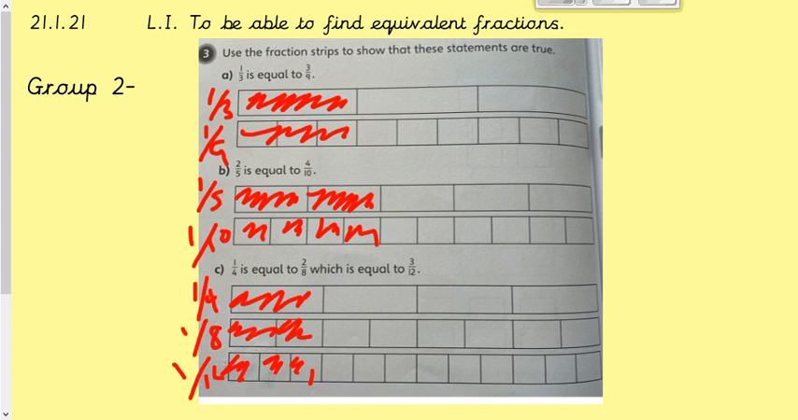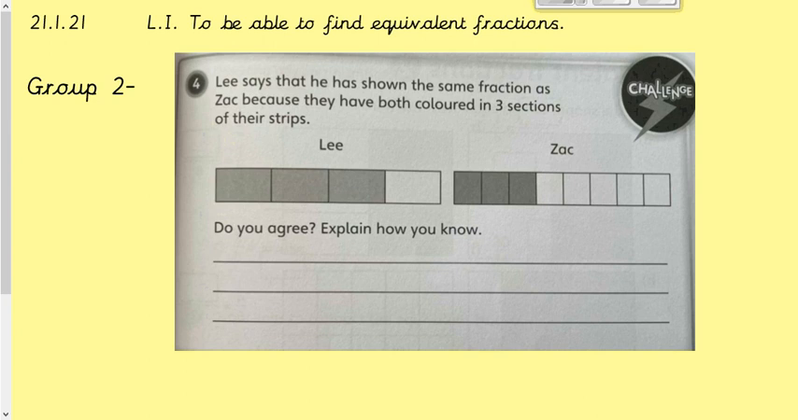Let's have a look at this one then. Lee says that he has shown the same fraction as Zach because they have both covered in 3 sections. Do you agree? Explain how you know. So this one, you can see that the shape they've used is the same size, and he split it into 1, 2, 3, 4. So he split it into 4 and he shaded 3. So he shaded 3/4. Zach has used 1, 2, 3, 4, 5, 6, 7, 8. So he split the shape up into 8 equal parts and 3 are shaded.